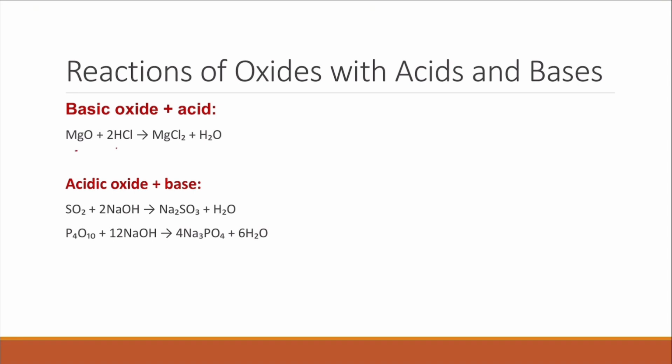So magnesium oxide with hydrochloric acid will give you magnesium chloride and water. And acidic oxides with bases as well will react to give you salt and water. So sulfur dioxide with sodium hydroxide will give you sodium sulfite and water. And then phosphorus pentoxide with sodium hydroxide will give you sodium phosphate.